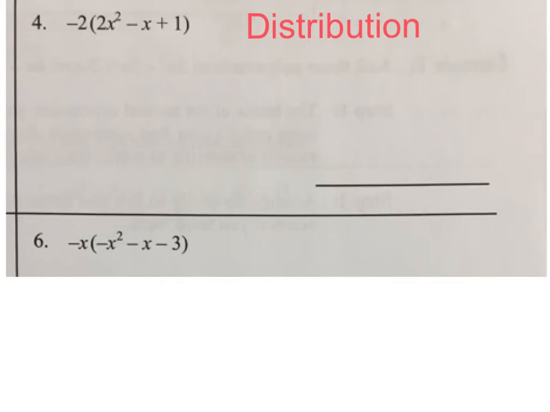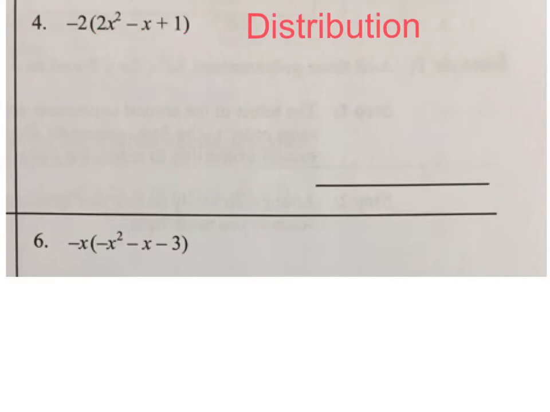Okay, so I want to introduce you to distribution. On the outside, I have a monomial, -2, and it's being multiplied by this trinomial here. All you have to do is take this -2 and multiply it by all three, by the 2x squared, by the -x, and by the 1. That's all distribution is. It's taking what's being multiplied on the outside of the parentheses and multiplying it by all three terms in this trinomial.